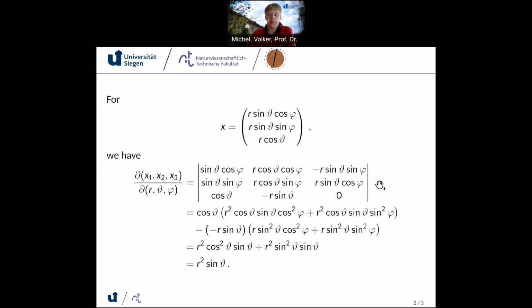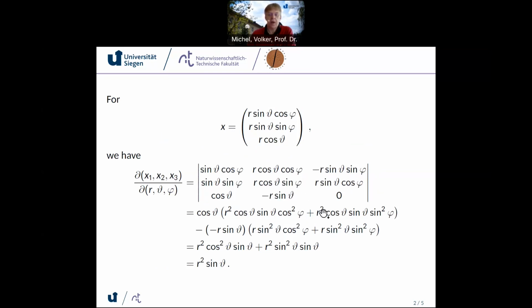Again, I will expand this along the third row. So this is the third row, and the first column, 3 plus 1 is 4, is even. So we get plus cosine theta, and then you have to take this one, the upper right, 2 times 2 matrix. So you get an r squared cosine theta, and the sine theta, and you get a cosine squared phi, and minus the product of the other two components here, which is the minus minus, so it's a plus.